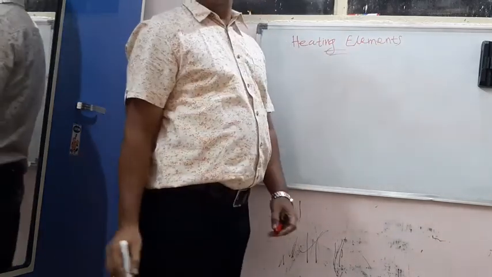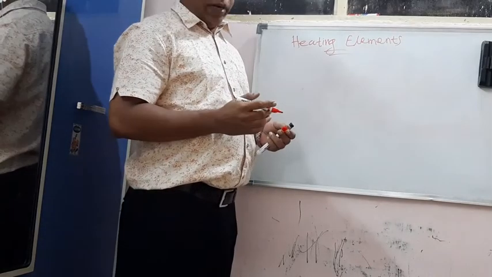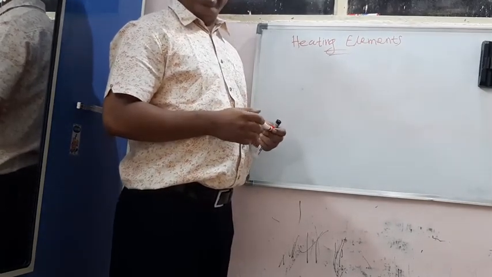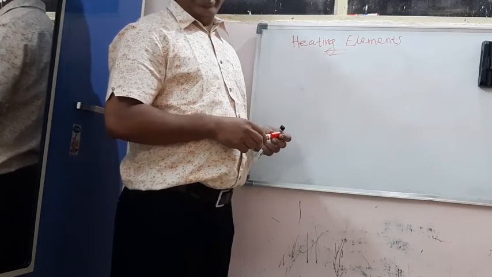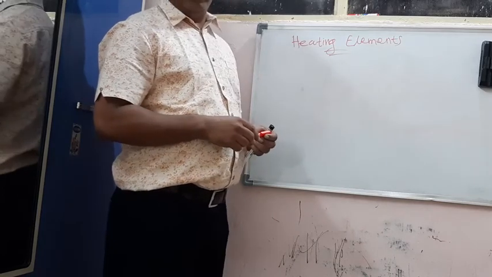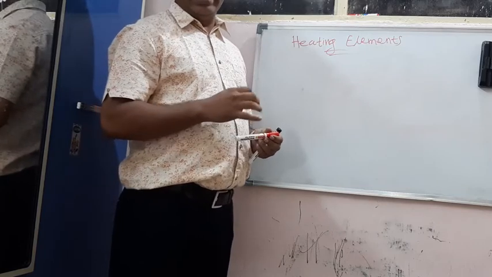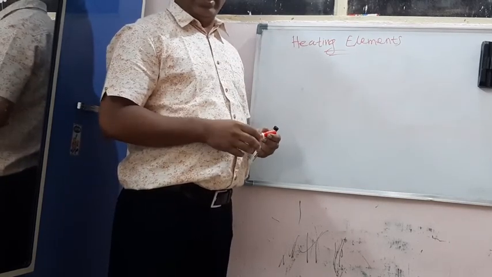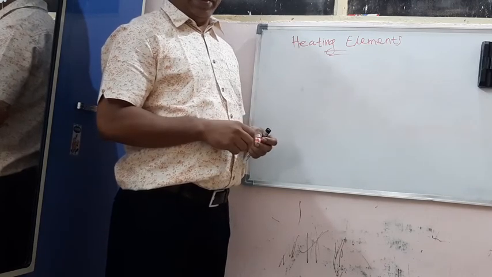So our next topic is about heating elements, strain gauges, and resistance thermometers. So what are heating elements? Basically, a heating element is a resistance. It is based on electrical resistance.